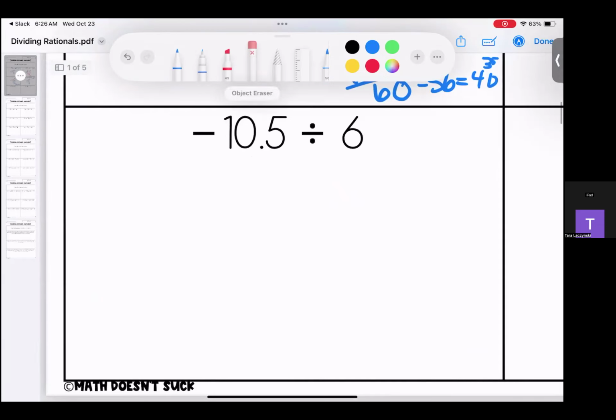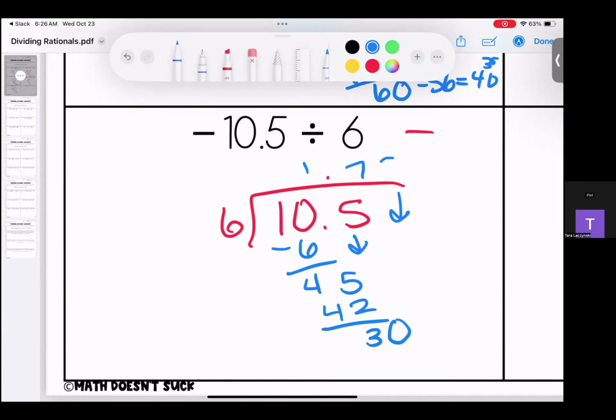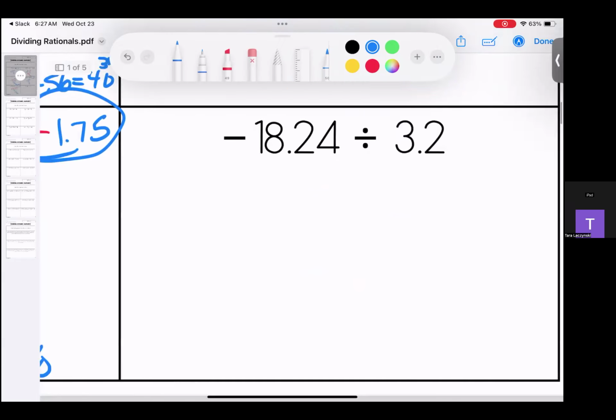Coming downtown, make it negative, but no decimal outside. 6 goes into 10 one time. 1 times 6 is 6. 10 minus 6 is 4. Bring it down. 6 times 7 is 42. This one does finish up strong. 6 times 5 is 30. No remainder, no repeating. Negative 1 and 75 hundredths, last one on this page.